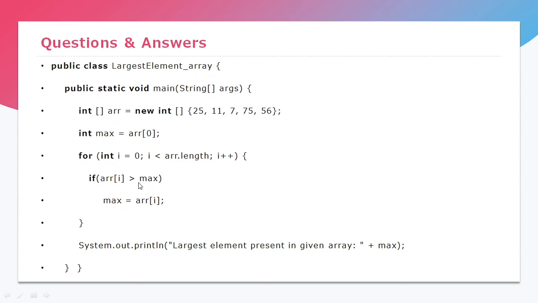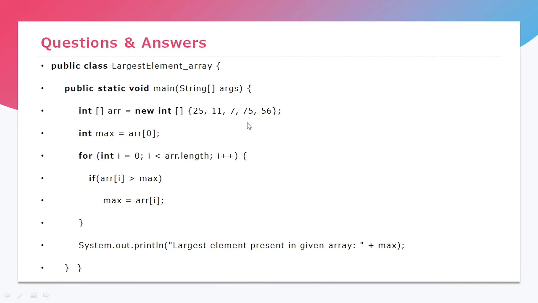If arr[i] is greater than max. Here we can see the max value is 25. So it will compare whether 11 is greater than 25, or 7 is greater than 25, or 75 is greater than 25. If it finds a greater value, then what will it do? It will assign that arr[i] value to max. In the initial iterations there is no change, because 25 is greater than 11 and 25 is greater than 7, and in the next iteration we can see 25 is less than 75. So it will change the value. So the max value will become 75. So the new max value is 75.